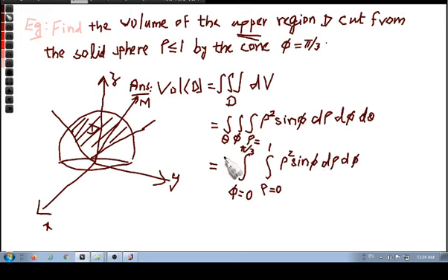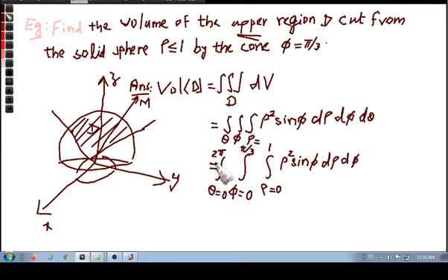Now integration with respect to theta. For that I have to look at the shadow region. What is the shadow region? Shadow region will be a circle. This will be the shadow region. It's a circle, so theta varies from 0 to 2 pi. For that circle region to be traced out, the projection L of M must sweep from theta equal to 0 to theta equal to 2 pi.